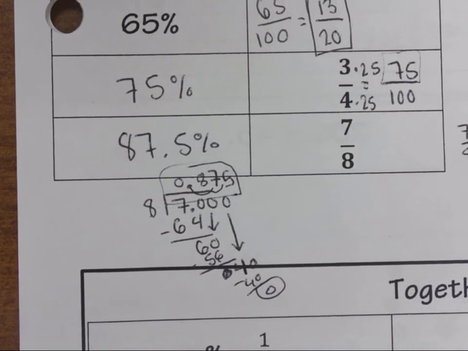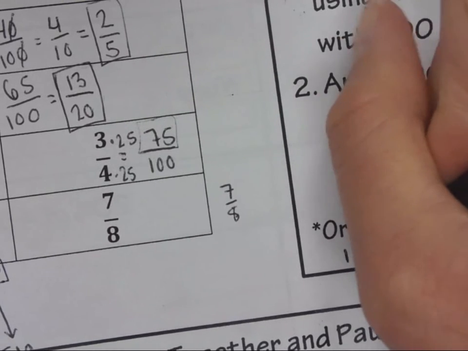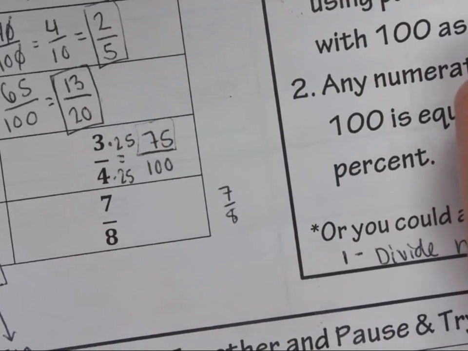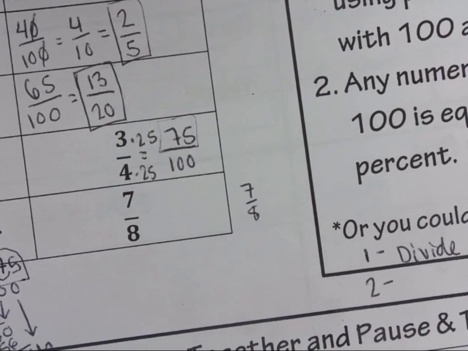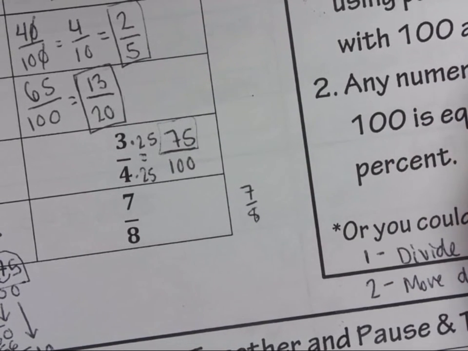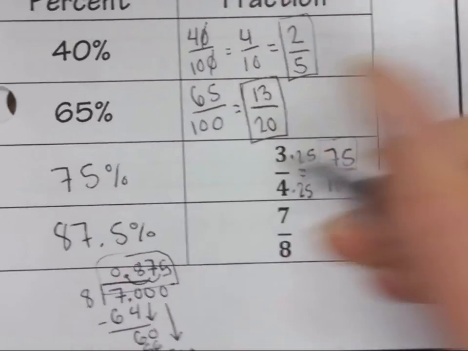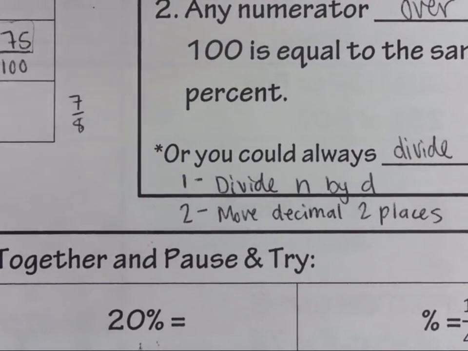All you do for that, so your steps for dividing is 1, I'm going to write these over here. Divide your numerator by your denominator, so I'm just going to say n by d. And then second, after you divide, you want to move your decimal 2 places, okay? So you're going to make this number bigger, and you'll have 87.5%. Oh, sorry, you couldn't see those steps. Those are right there. Divide n by d, and then move your decimal 2 places, okay?